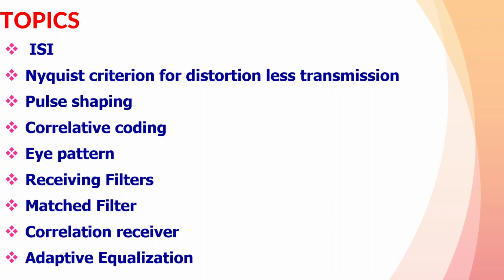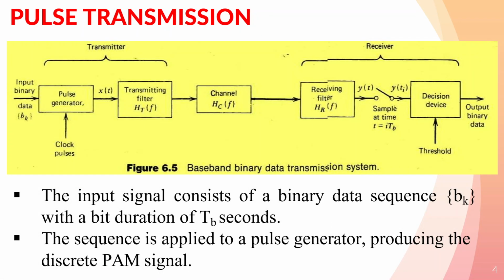Before going to see the first topic, intersymbol interference, let us see the contents in Unit 3: Nyquist criterion for distortionless transmission, pulse shaping, correlative coding, I pattern, receiving filters, in that matched filter, correlation receiver, and adaptive equalization. These are the topics of Unit 3, baseband transmission and reception. Now the first topic, intersymbol interference.